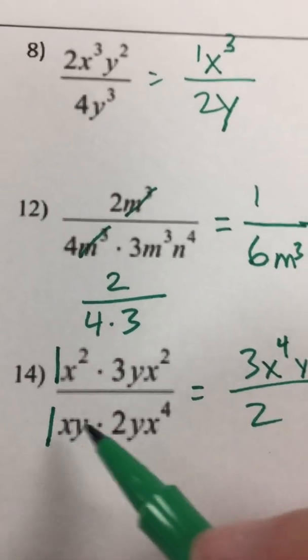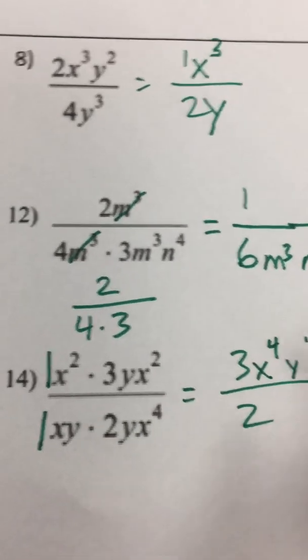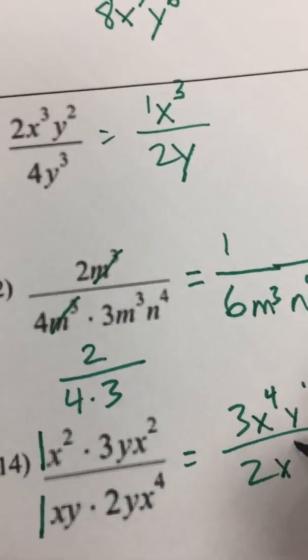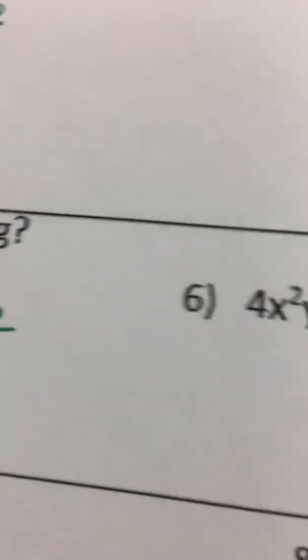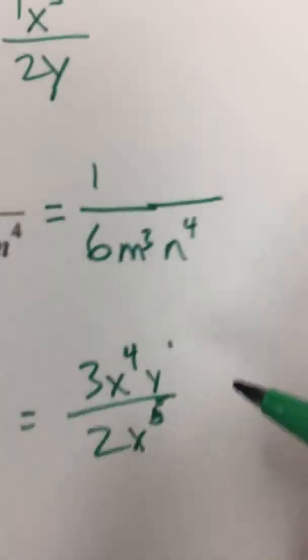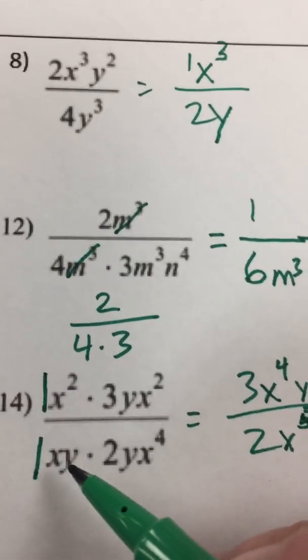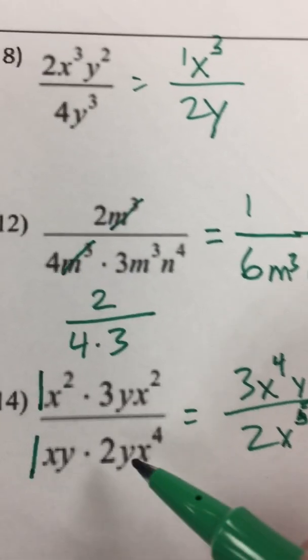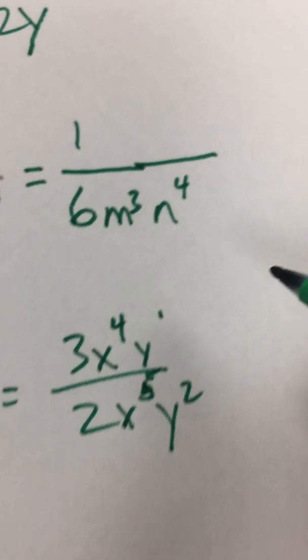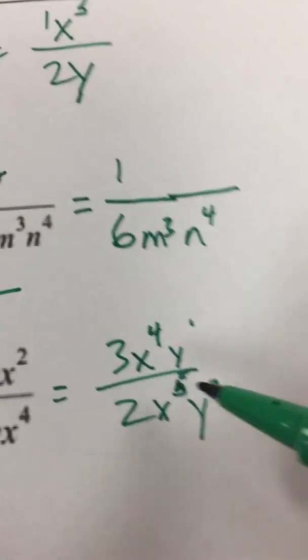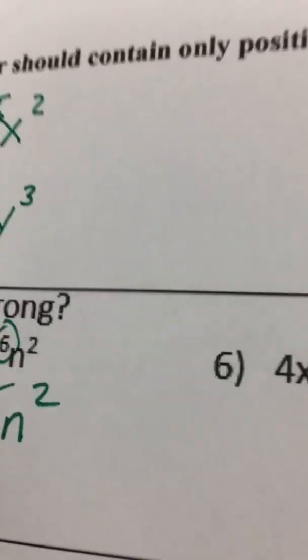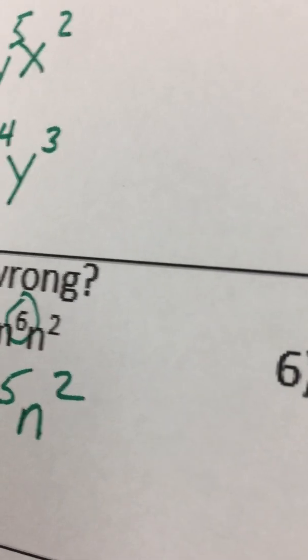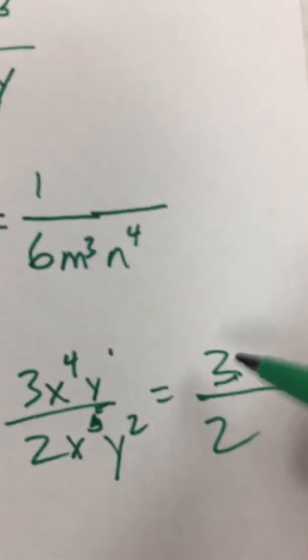On bottom, I've got a single x times x to the 4th, so 1 plus 4 is x to the 5th on bottom. So x to the 5th on bottom, and then y times a single y. Single y times a single y is y squared. So I added 1 plus 1 is 2. So now I have this. So 3 over 2 is still 3 over 2.